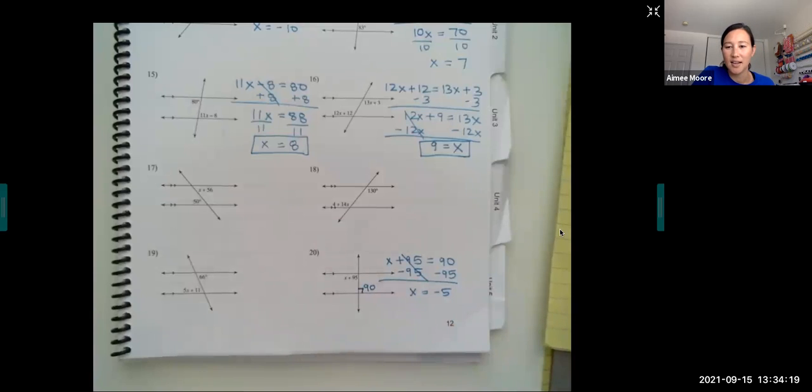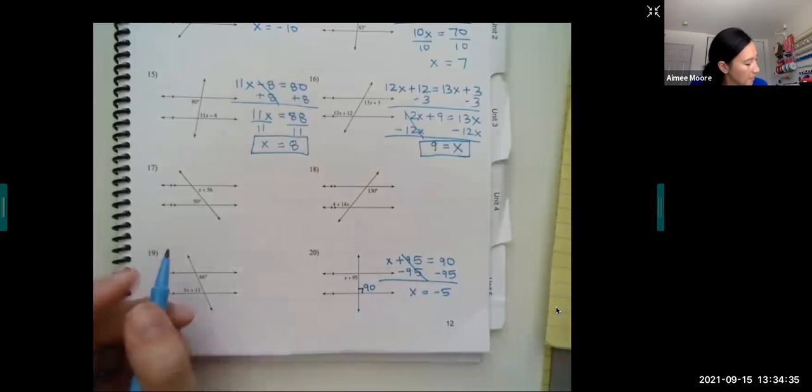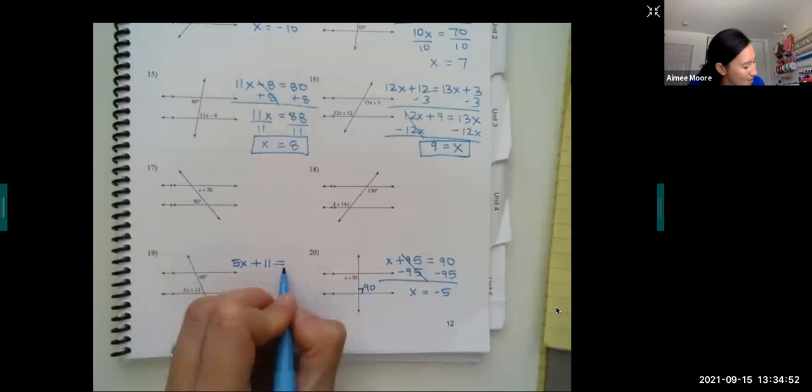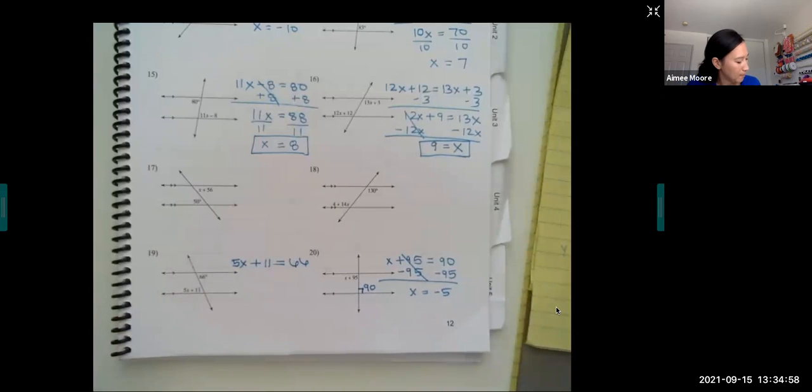Do you guys want me to do the rest? We can do 17, 18, and 19. It's up to you guys. I had one question about 19. Yes. Okay. So I did it, but I got a fraction, so can I see what I did? Yep. Okay. I did 5x plus 11 equals 60. And did you put 60 or 66? I put 60. There you go. That's probably the problem. Okay. That does kind of look like a zero. I thought it was 60.